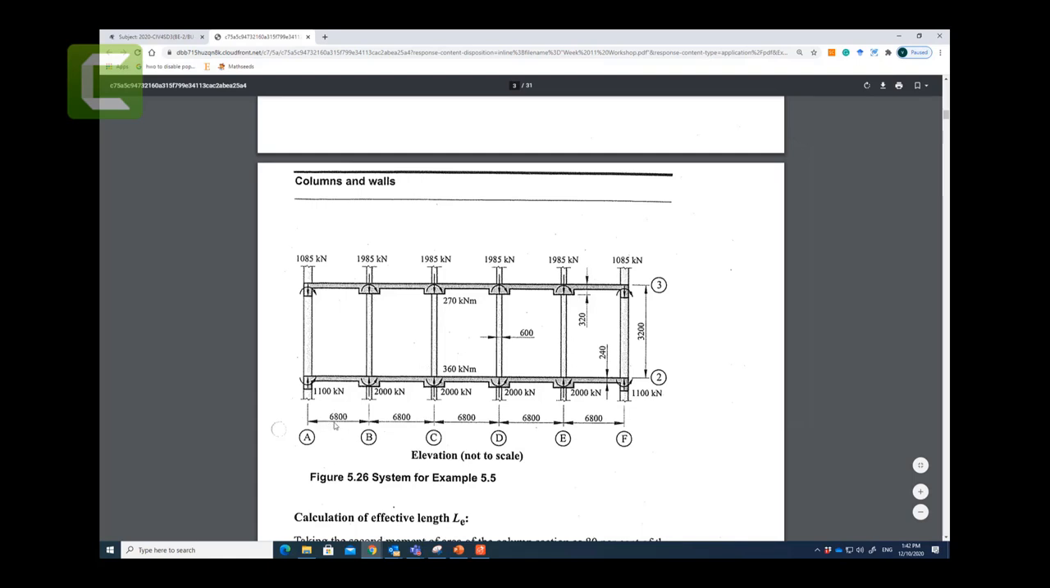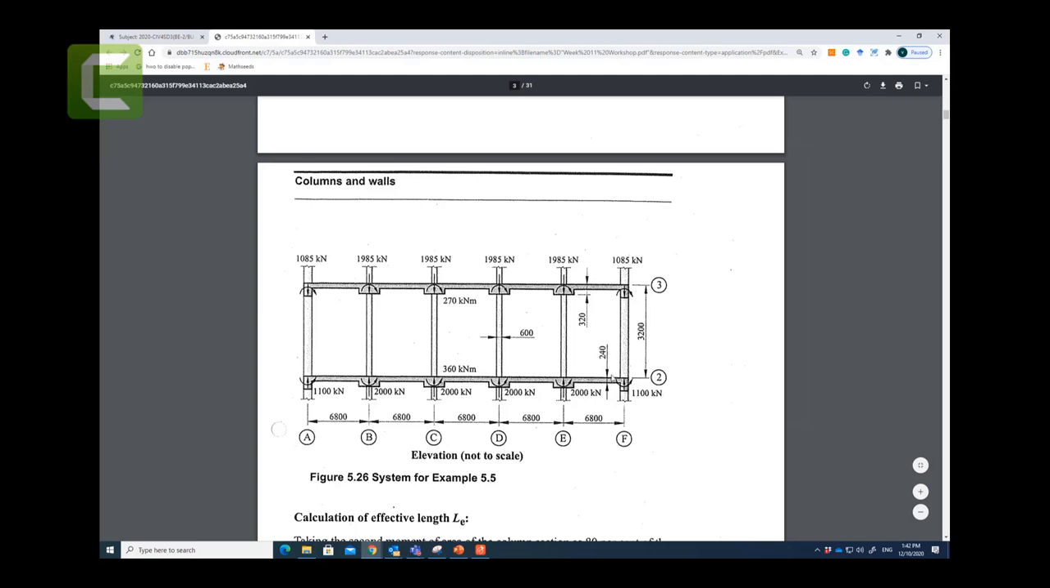columns. Each column has a given distance of 6.8 meters center to center from each column. These are the grids, just for us to notify which columns are there. So grid A column, grid B column, grid C column, grid D column, grid E column, and grid F column. The numbers 2 and 3 indicate the level, like level 2 and level 3. So it's between level 2 and level 3. The distance is 3.2 meters. It's not a clear distance, but from this end to this end of the column is 3.2 meters.